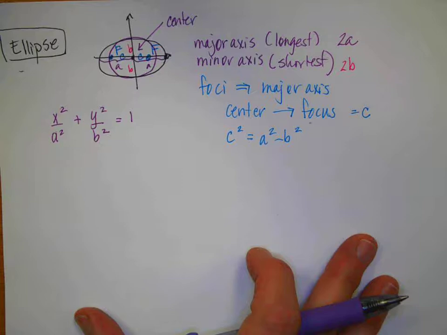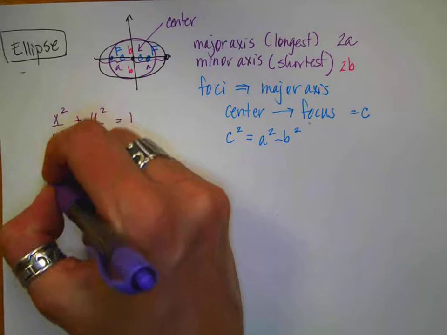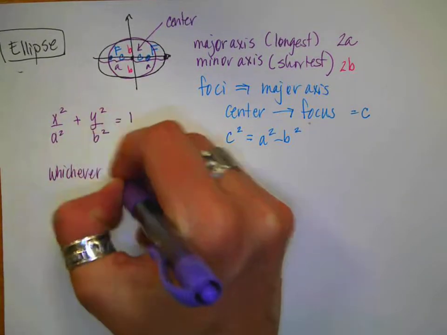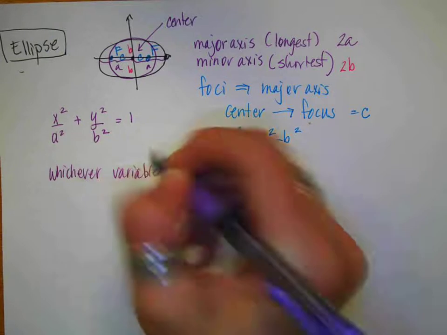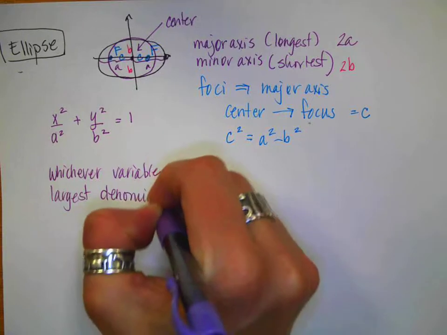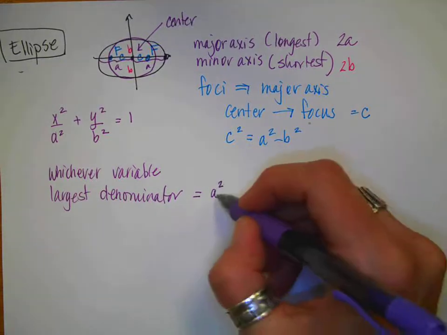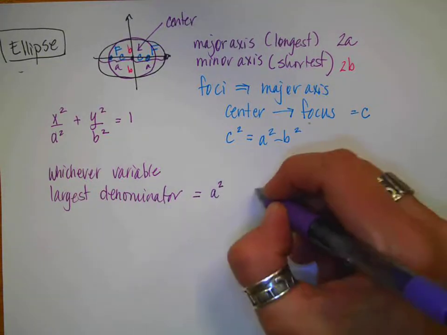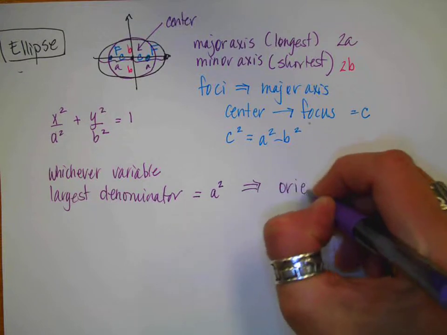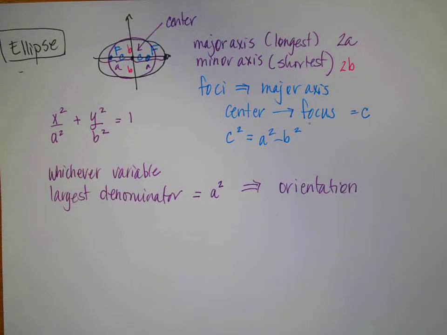So here's the very, very technical way that we determine whether I have a horizontal or vertical ellipse. Whichever variable has the largest denominator, and I'll show you a couple of examples, that's going to be a squared. And a squared, wherever I have the largest denominator, that determines the orientation. So I'm just going to give you a couple of examples. I don't know that I had actually written this down, but I'm going to go ahead and show you a couple of examples. I did not.